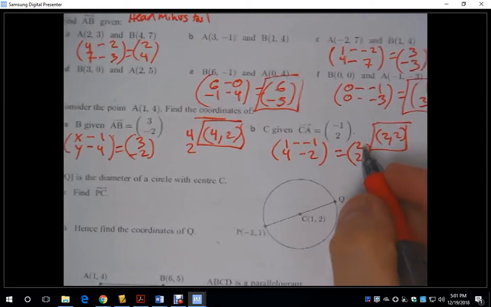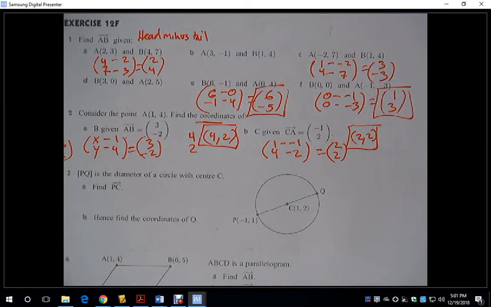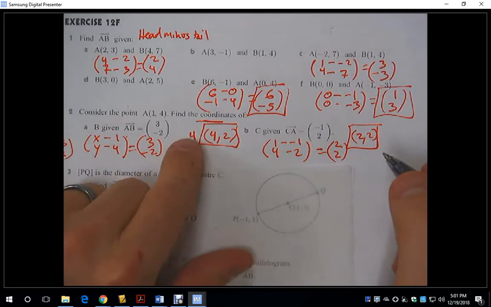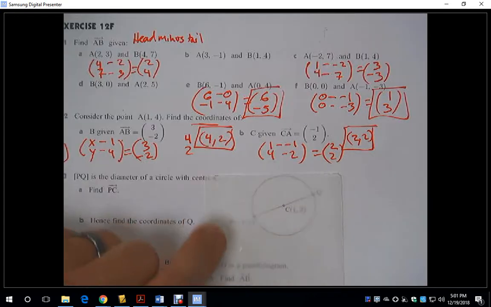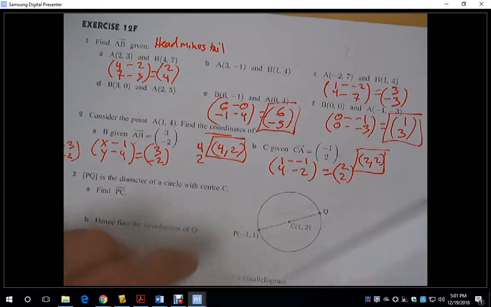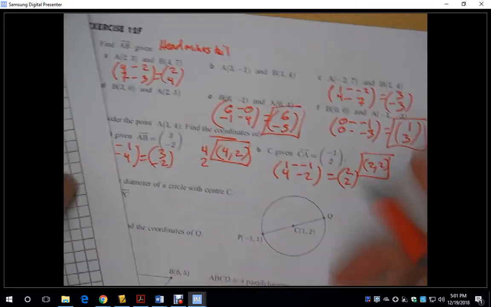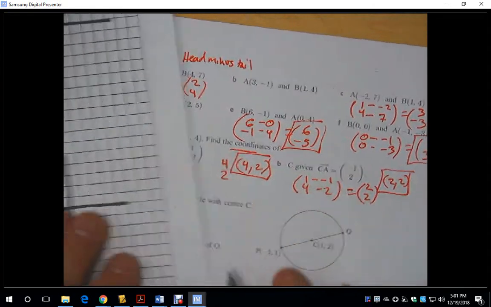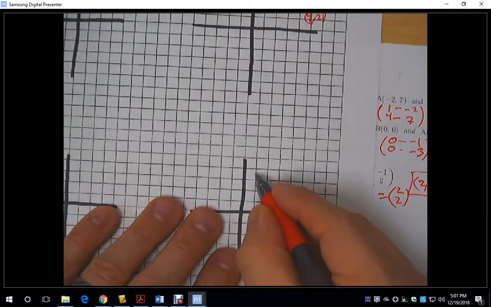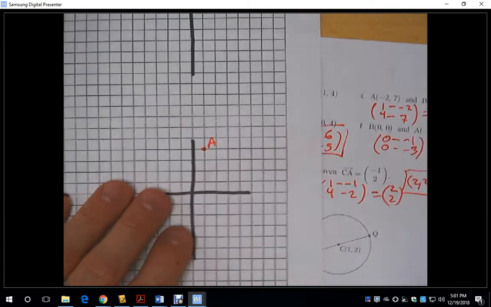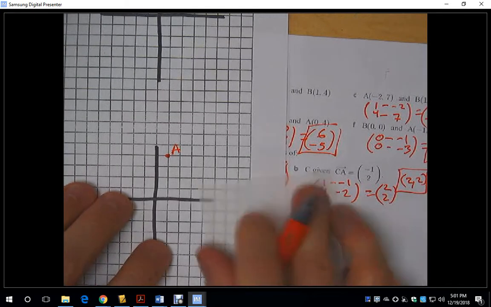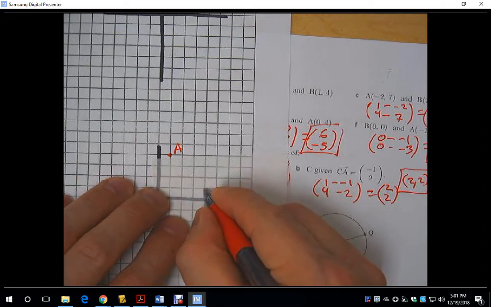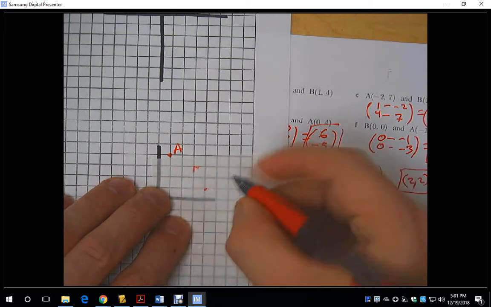Now I'll try to explain this the other way just to make sure that we did it right. It's always helpful to do things two different ways to make sure that we did it right. So we have some point A. We already know what point A is. A is at 1, 4. So we have 1 over and 4 up. This is A. And then we have some vector C to A, which is going to be 1 to the left and 2 up. So that is this vector here.